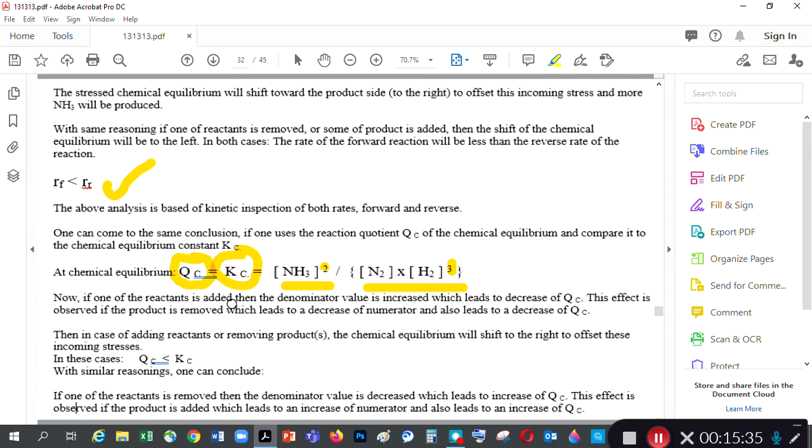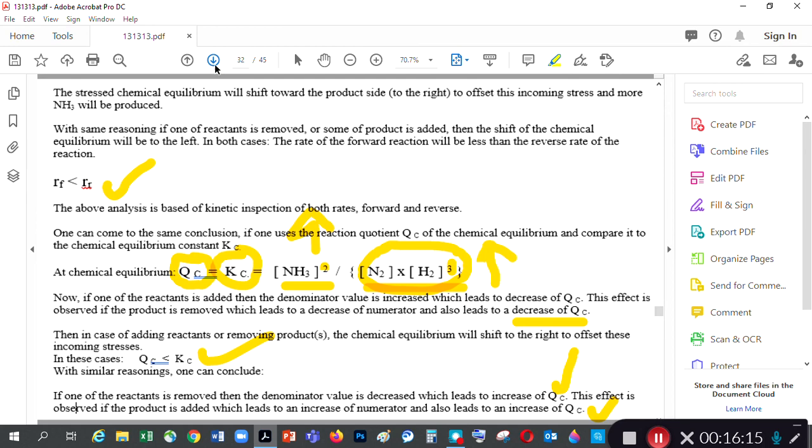Now if you add one of the reactants, this side will be very high, correct? So that will make Qc smaller than Kc, so Qc will be less. On the other hand, if you add one of the products, then Qc will increase. So we can expect this type of shift by looking at Kc and Qc at the equilibrium.